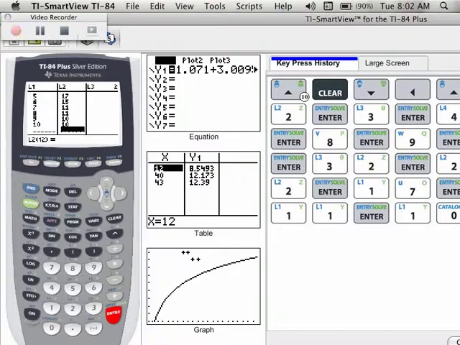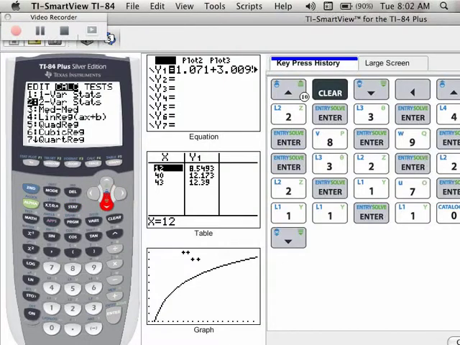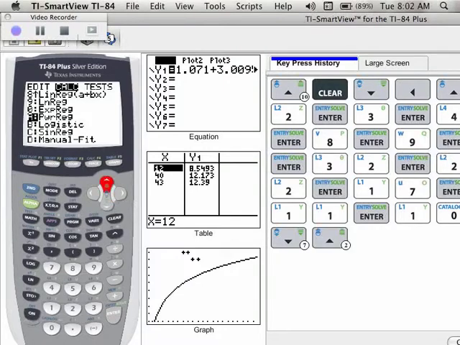So I'm going to show you how to do that. You're going to go to Stat, and then arrow over to Calc. And then you're going to scroll down until you see EXP. And EXP stands for exponential. It's really nice that this calculator jumps so fast.